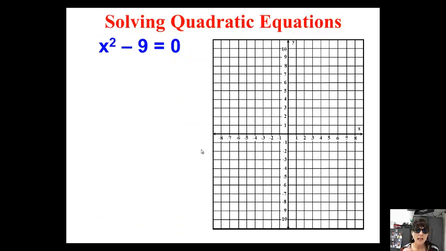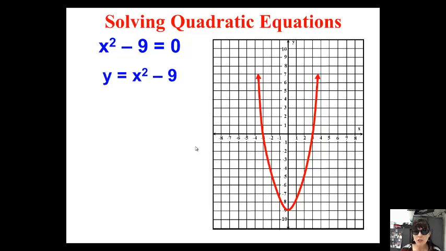So let's look at one. If I gave you x squared minus 9 equals 0, and I substituted y for 0 and got x squared minus 9, you should be able to graph this equation. You know the opposite of b over 2a is your vertex. You also should be able to find your y-intercept, and finally you can find your axis of symmetry.